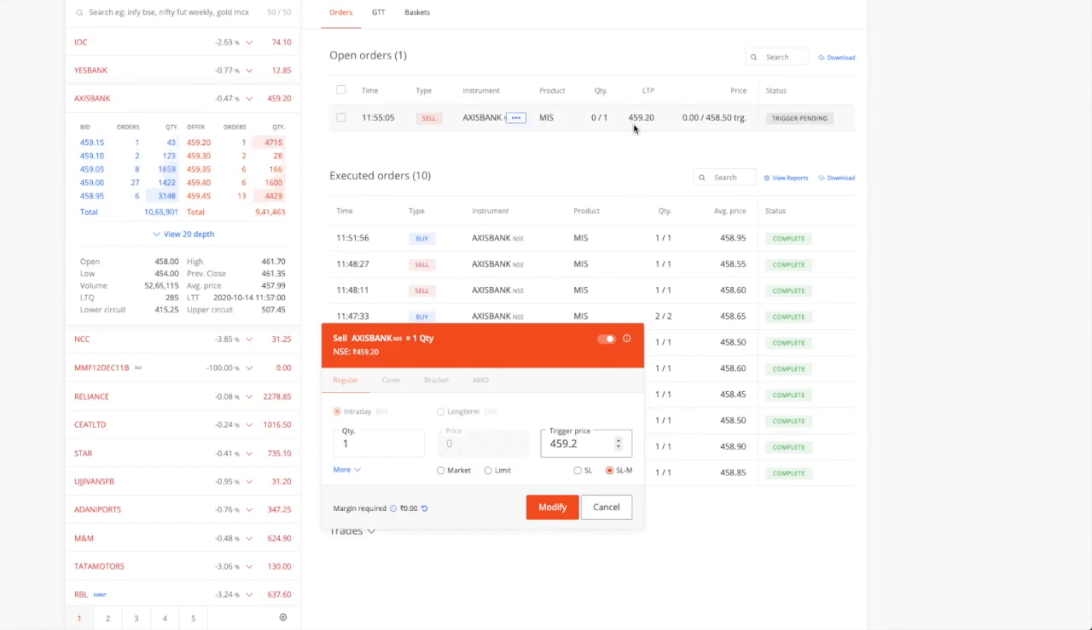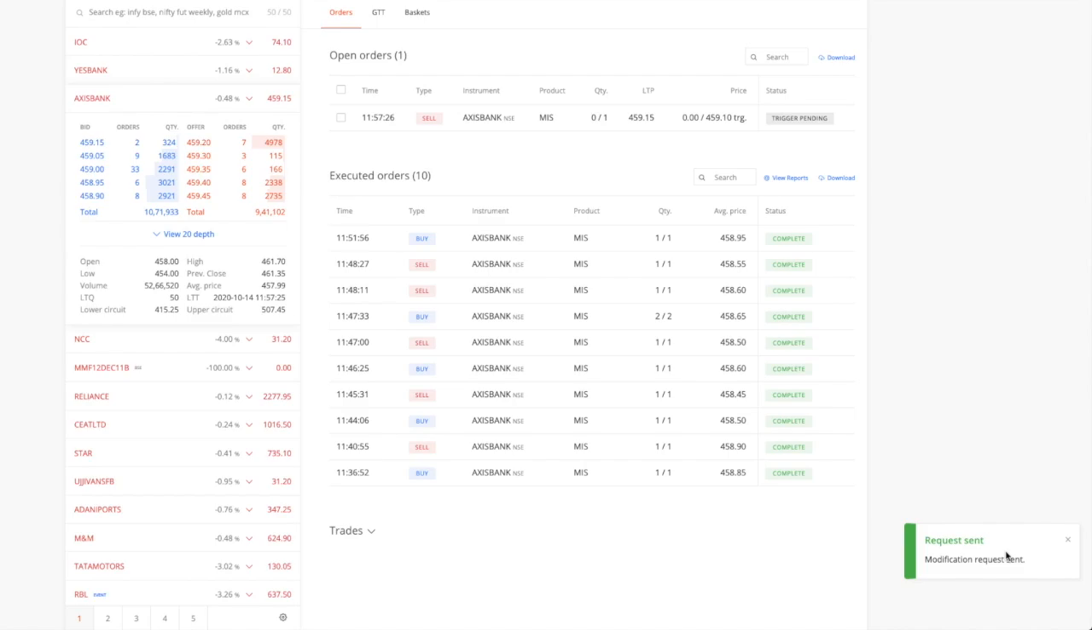Now, I'll just show it to you with 459.1. Modify it, keep it. Just understand that whatever we're doing here is just to understand the order types. This is not a right way to trade, in the sense that obviously I'm paying more as charges, even if I'm profitable in a trade. I'll keep it at 459.1. So I kept a stop loss. Now 459.1 is my stop loss.